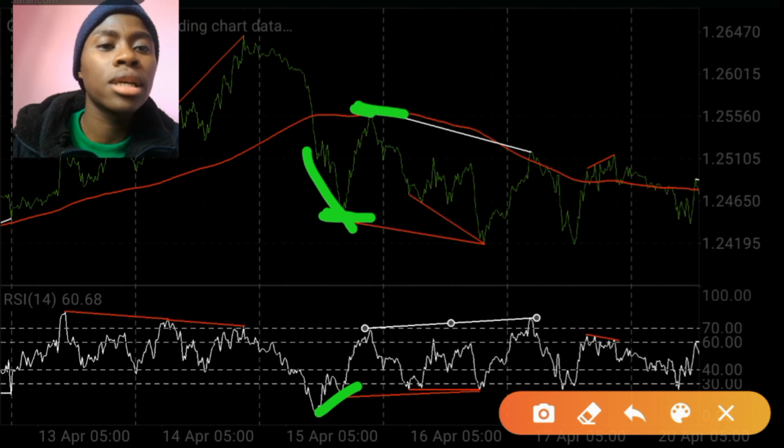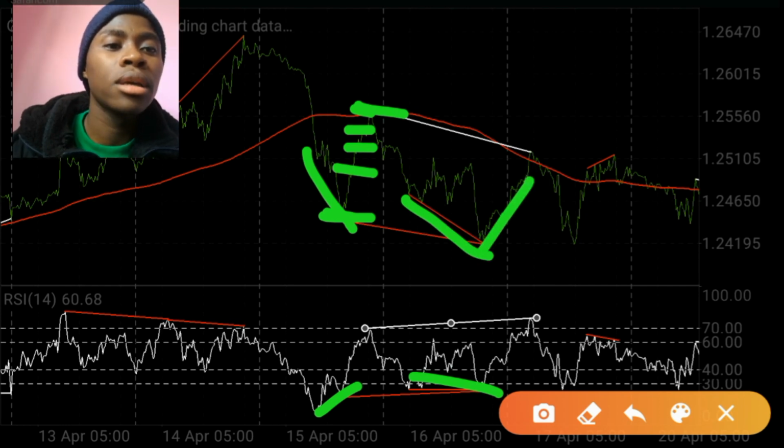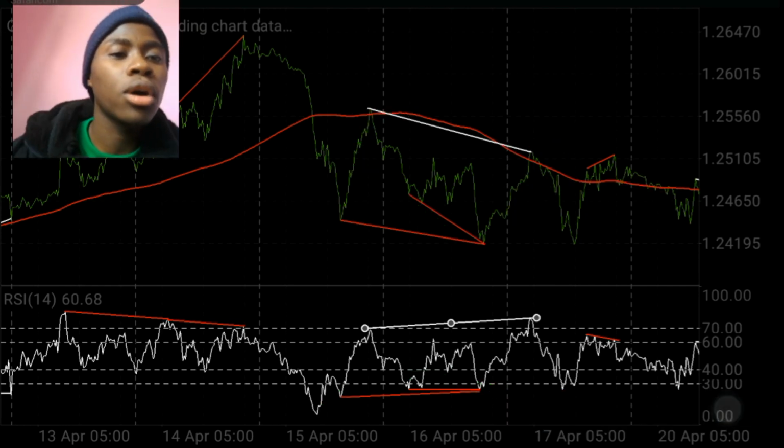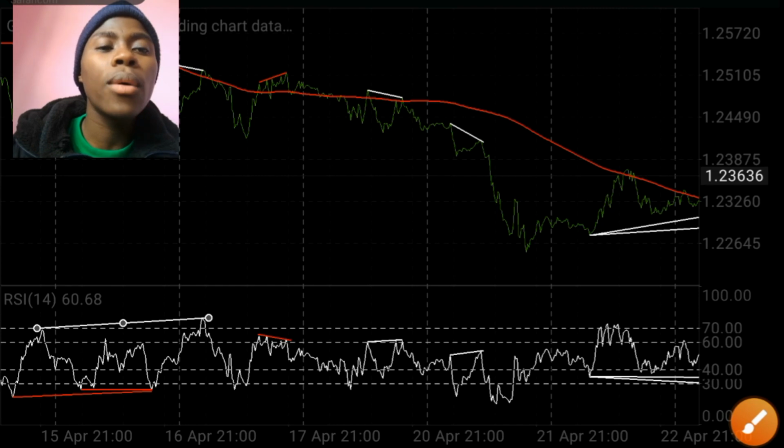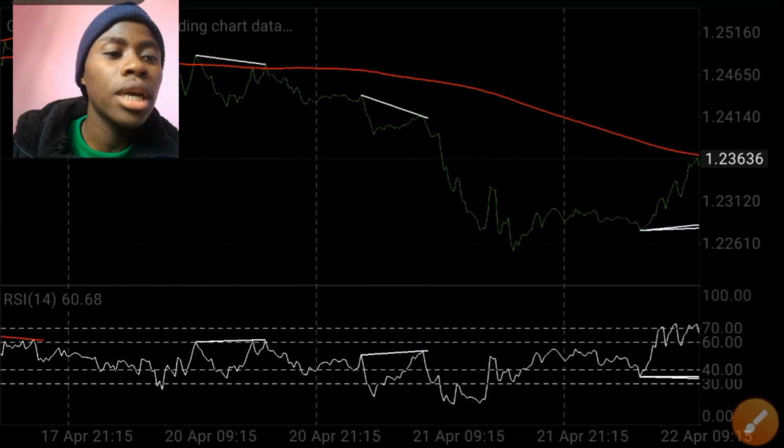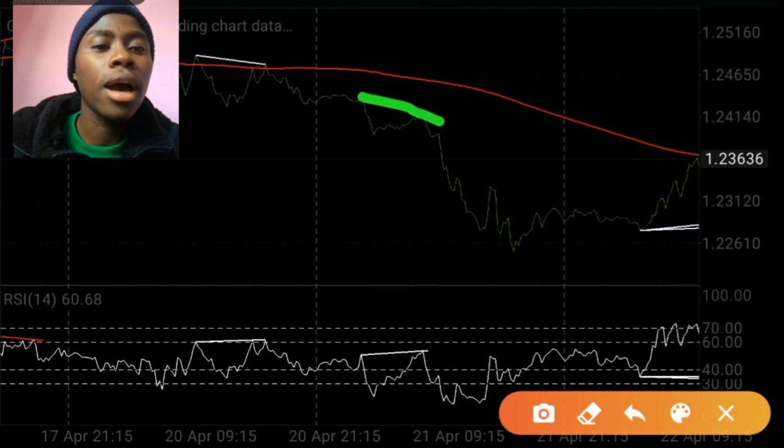So I bought here, exited after trailing the stop, right? I then had another opportunity right here to buy, trail the stop. It stopped me right at a profit, right? That is how I do my things. As you can see, we also have a continuation divergence here, a hidden divergence.